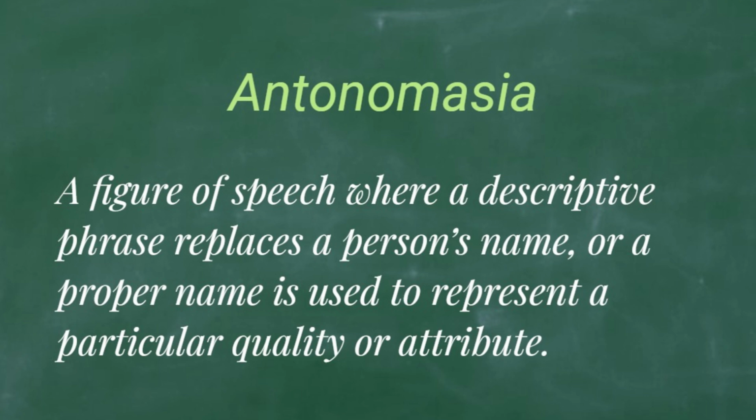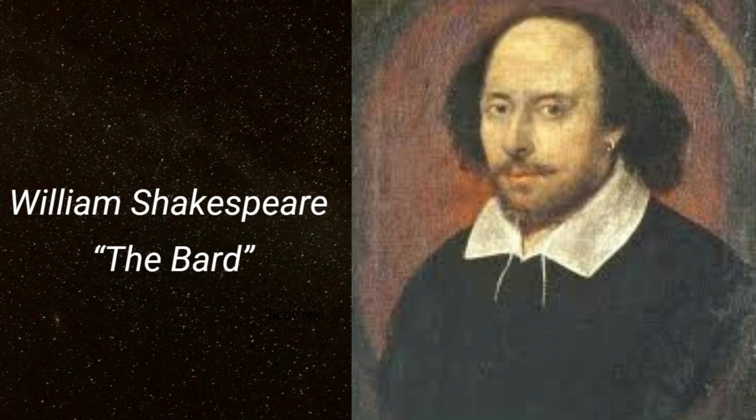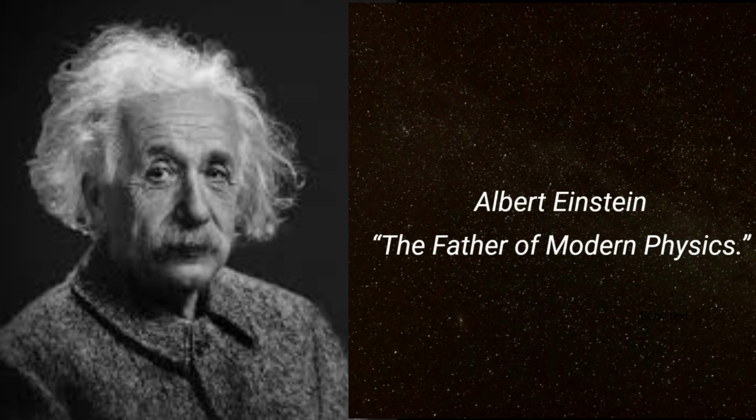For example, referring to William Shakespeare as the Bard is an instance of Antonomasia. This title emphasizes his mastery of poetry and drama, making his name almost synonymous with the art itself. Another example is calling Albert Einstein the father of modern physics. This phrase encapsulates his monumental contributions to science, particularly in the field of physics.